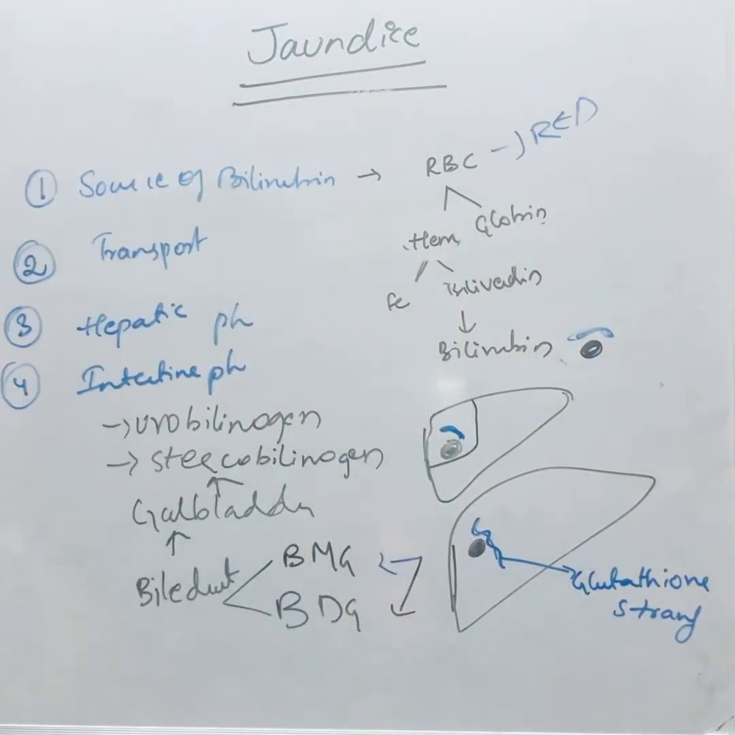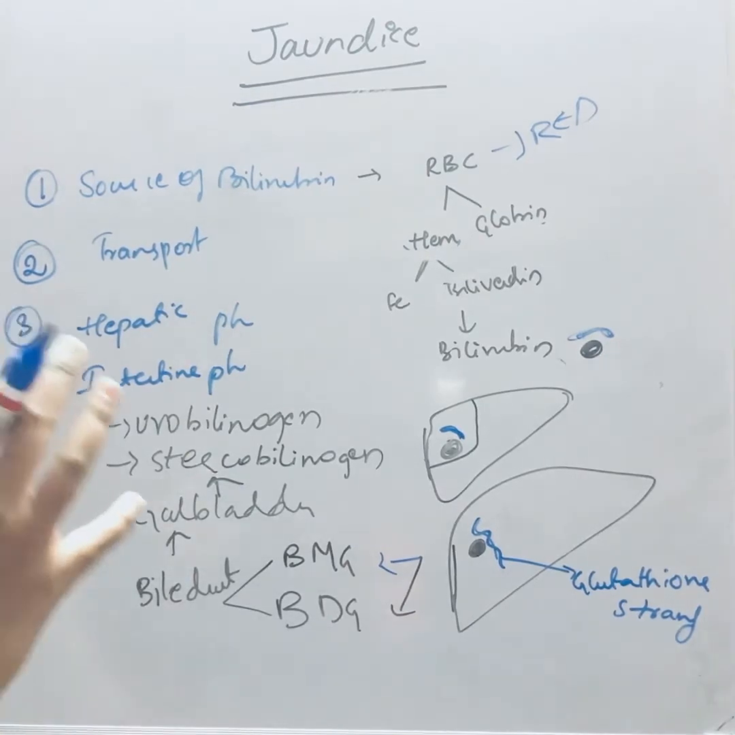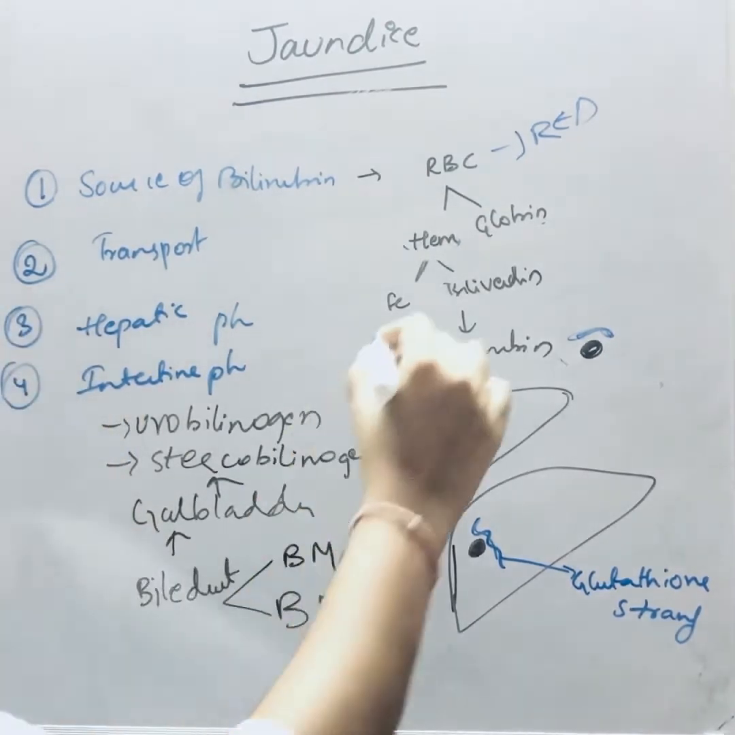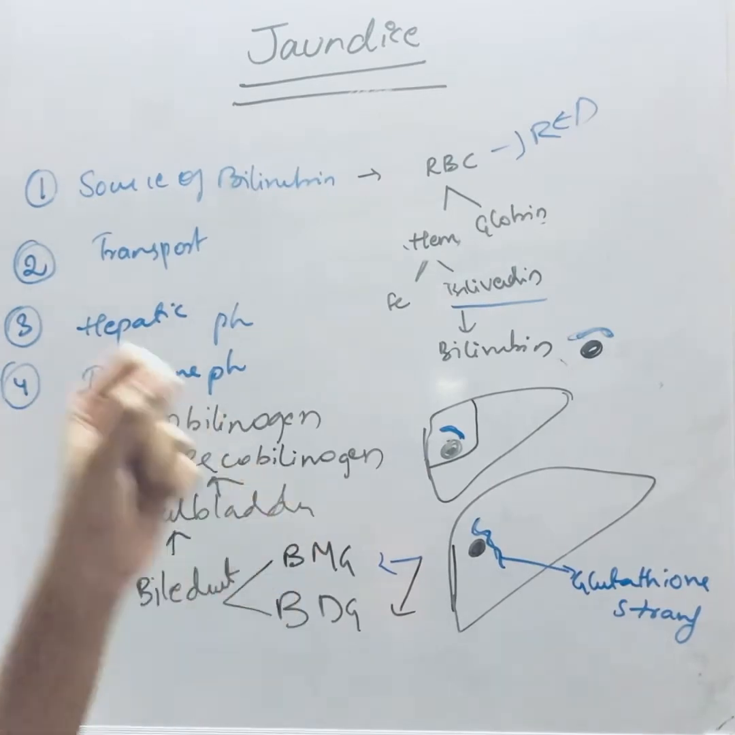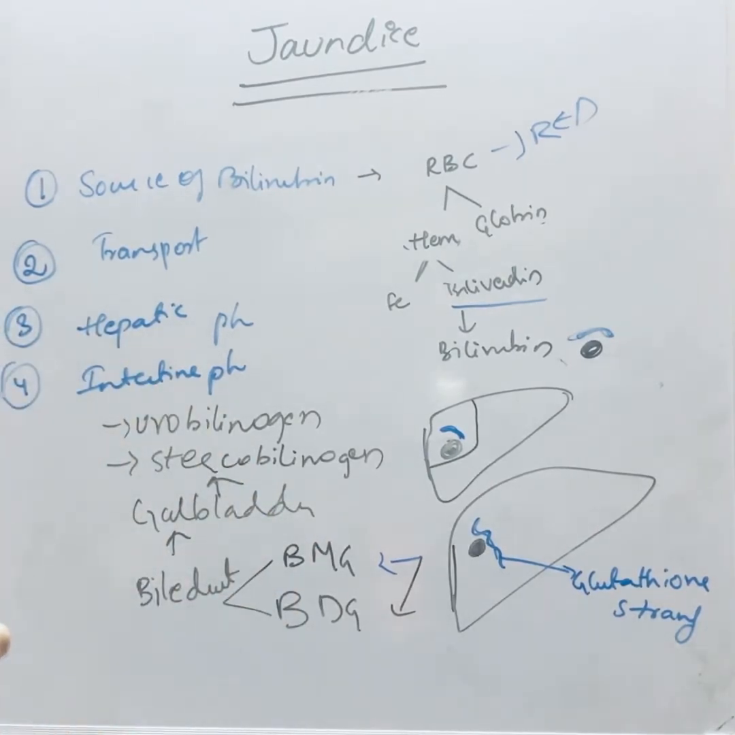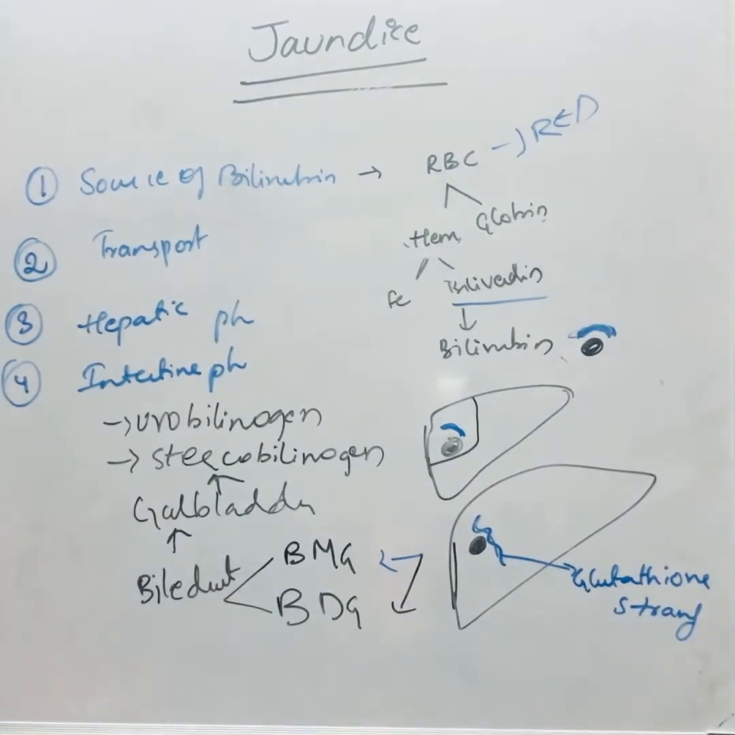Here, these cells divide into two particles, the heme and the globin. Globin is a protein structure which can be recycled. Heme is again divided into two particles. Some part of the heme is converted into biliverdin, which is also a bile pigment. This biliverdin is converted into bilirubin in the presence of biliverdin reductase. Now, the bilirubin formed here is the unconjugated form.